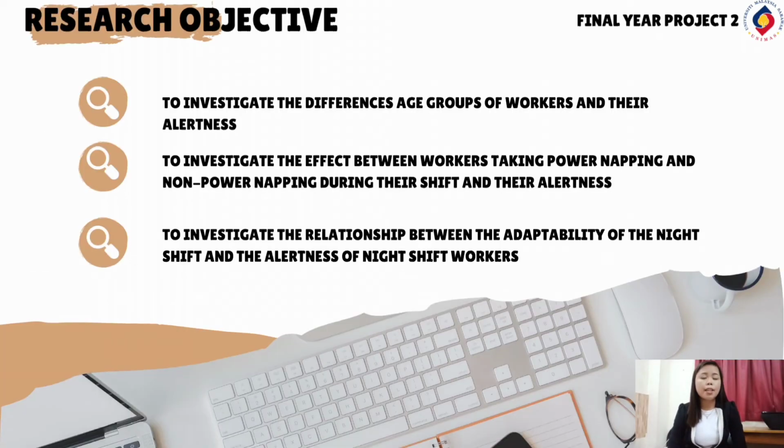Next, I'll be talking about the research objective. There are 3 objectives in this research. First is to investigate the differences between age groups of workers and their alertness. Second, to investigate the effect between workers taking power napping and non-power napping during their shift and their alertness. And lastly, to investigate the relationship between the adaptability to the night shift and the alertness of night shift workers.